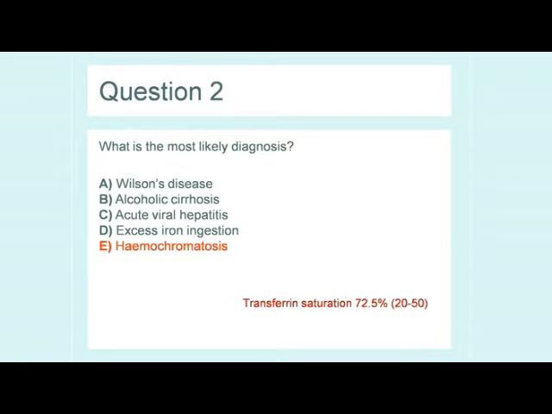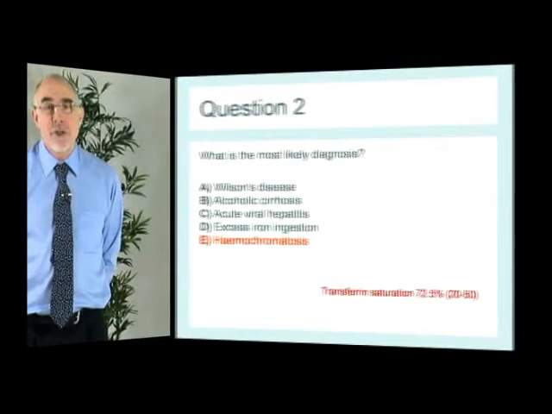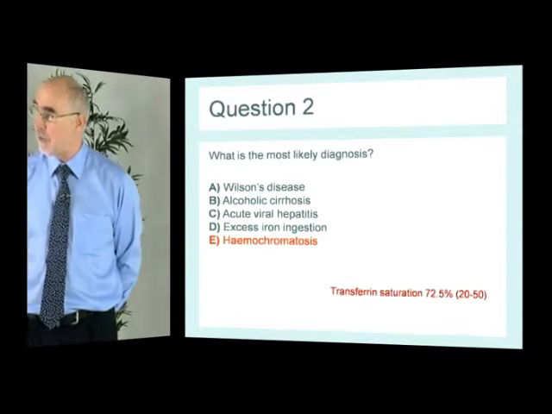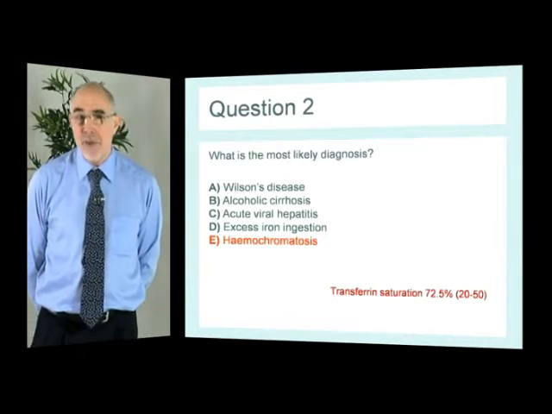The correct response here is hemochromatosis, but I'm going to briefly go through the other responses to see why we may be able to reject them. Wilson's disease is a disease of copper metabolism. There is a reduced carrier protein for copper in the blood, a reduced ceruloplasmin, and excess copper in tissues, which results in a form of cirrhosis.